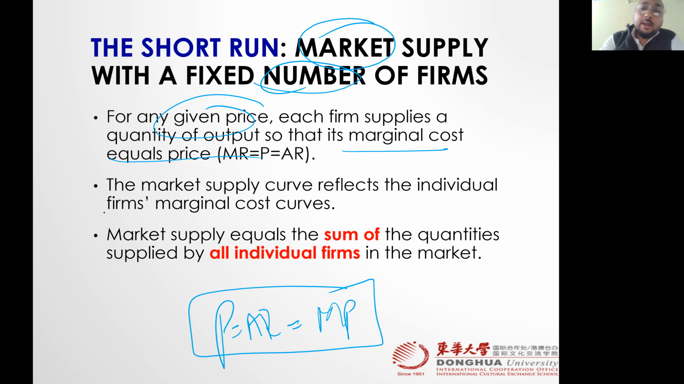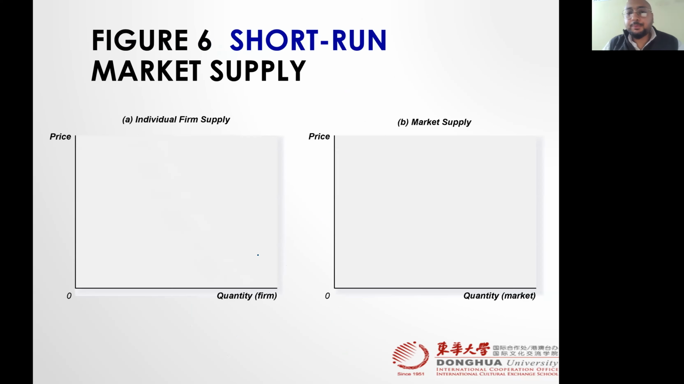So the market supply curve reflects the individual marginal cost curves. If you sum up all the MCs, the proxies of the supply curve, of all the individual firms, that would be the supply curve of all the firms in the market. Market supply equals the sum of quantities supplied by all individual firms in the market.